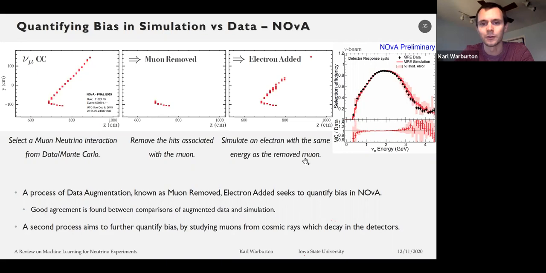This year, NOvA introduced another technique that's very similar to this, where we identify cosmic ray muons that decay in the detector, and we identify the resulting electron that comes out of that decay. And again, we found that the network was behaving as we would want it to.